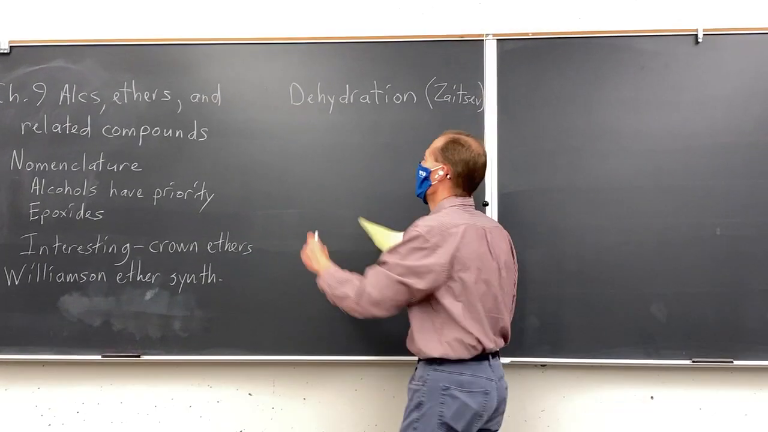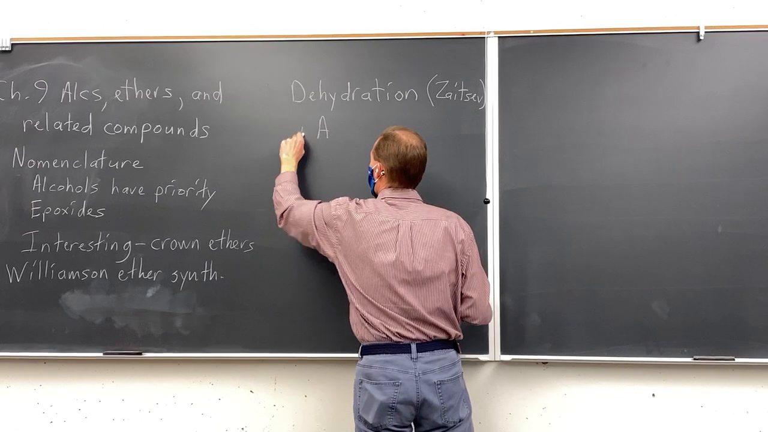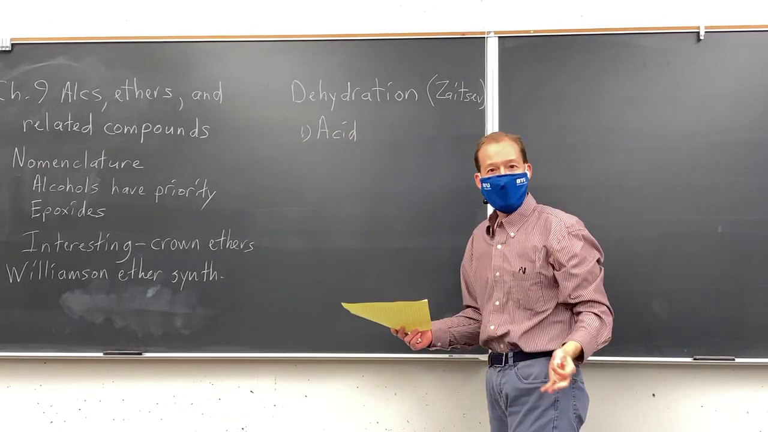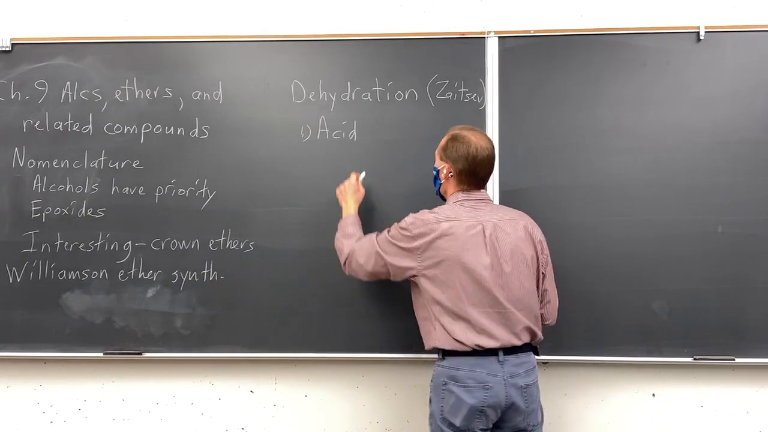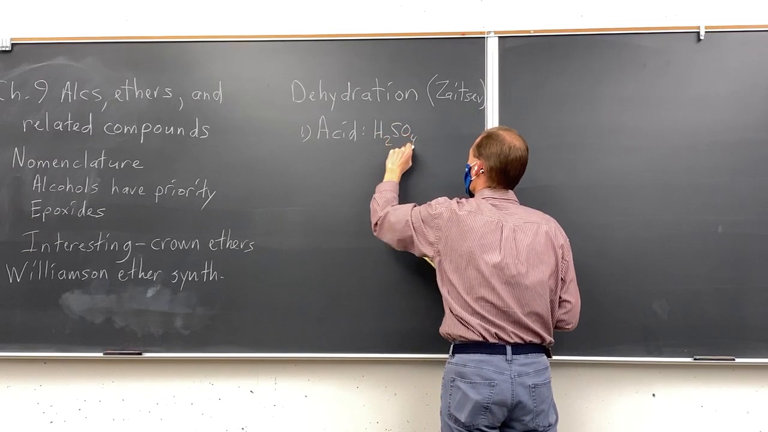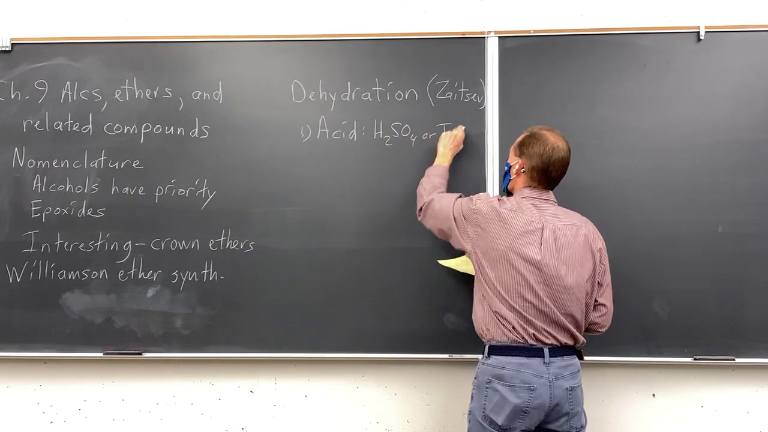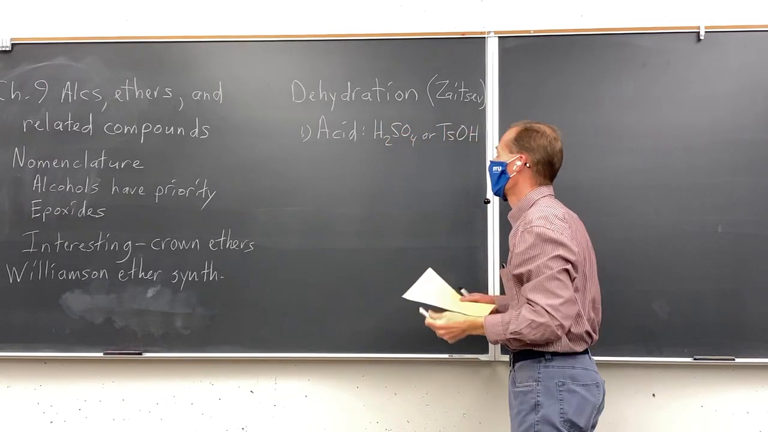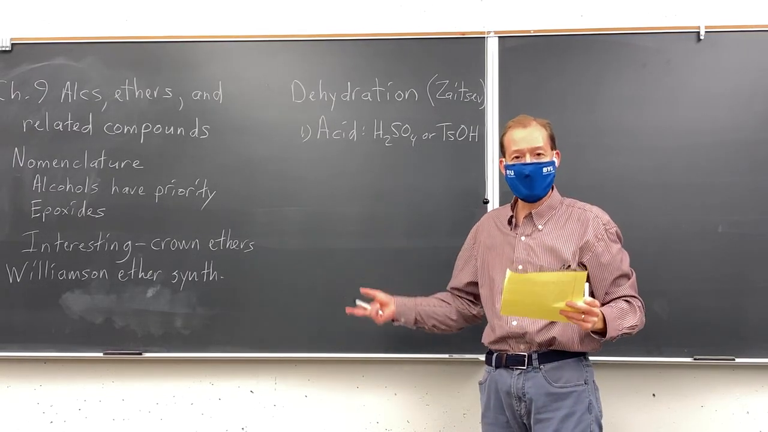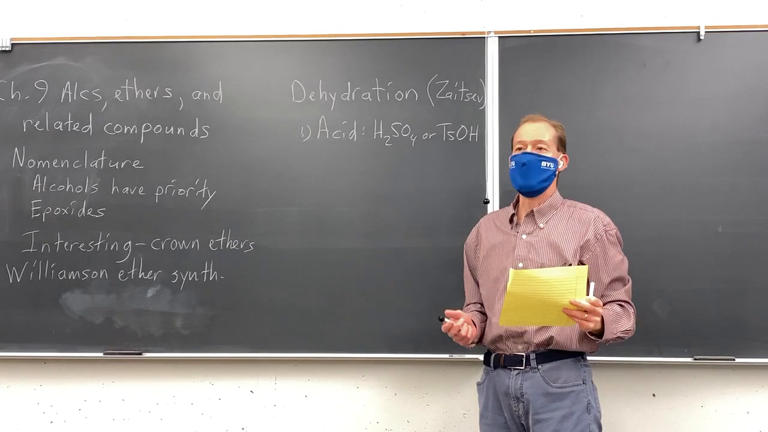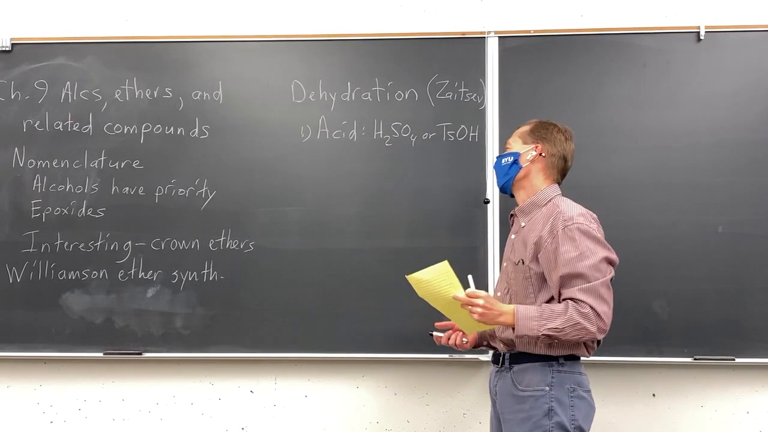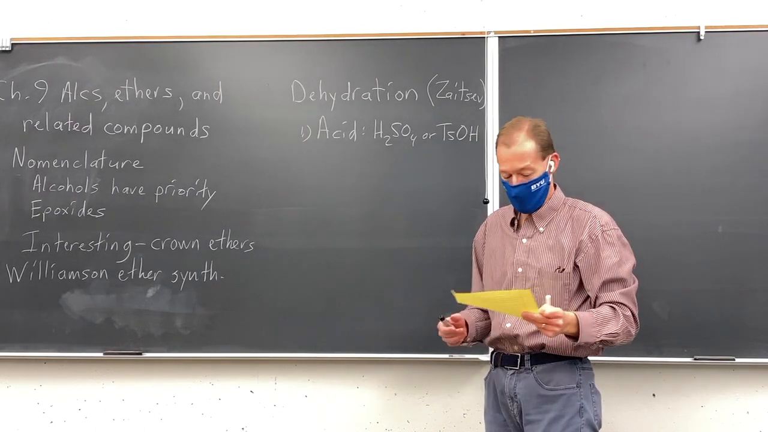So the first one was the acid promoted dehydration. And remember, it requires one of two acids. We have to use either sulfuric acid or toluene sulfonic acid. And if you understand the mechanism, you should know why that is the case. Why the dehydration will not work with our HX acids. They will undergo a different reaction with alcohols.